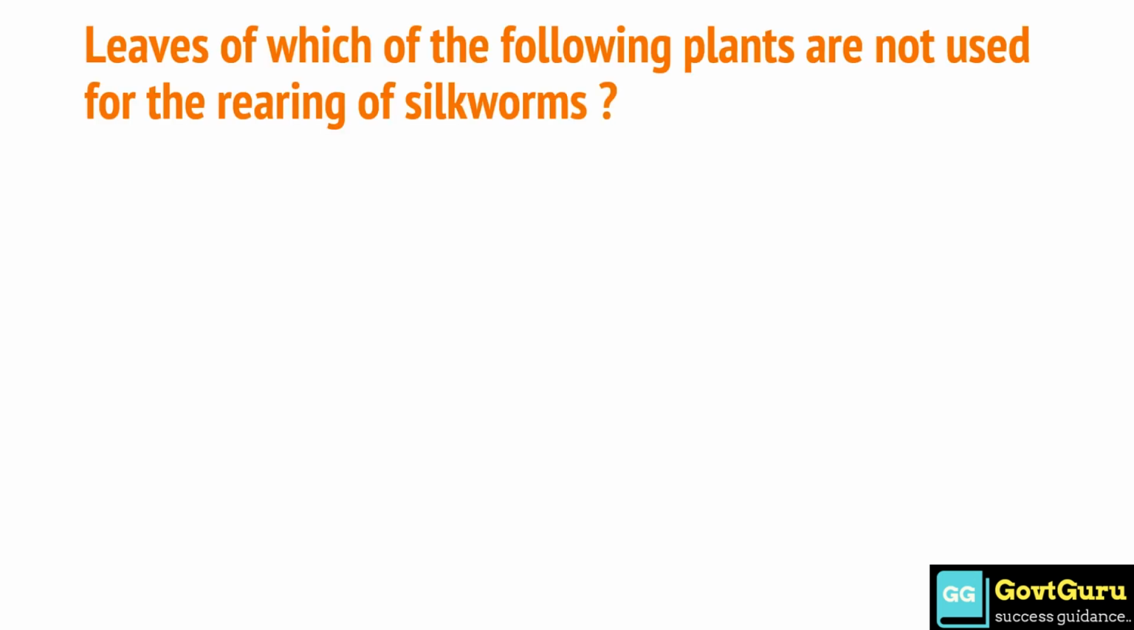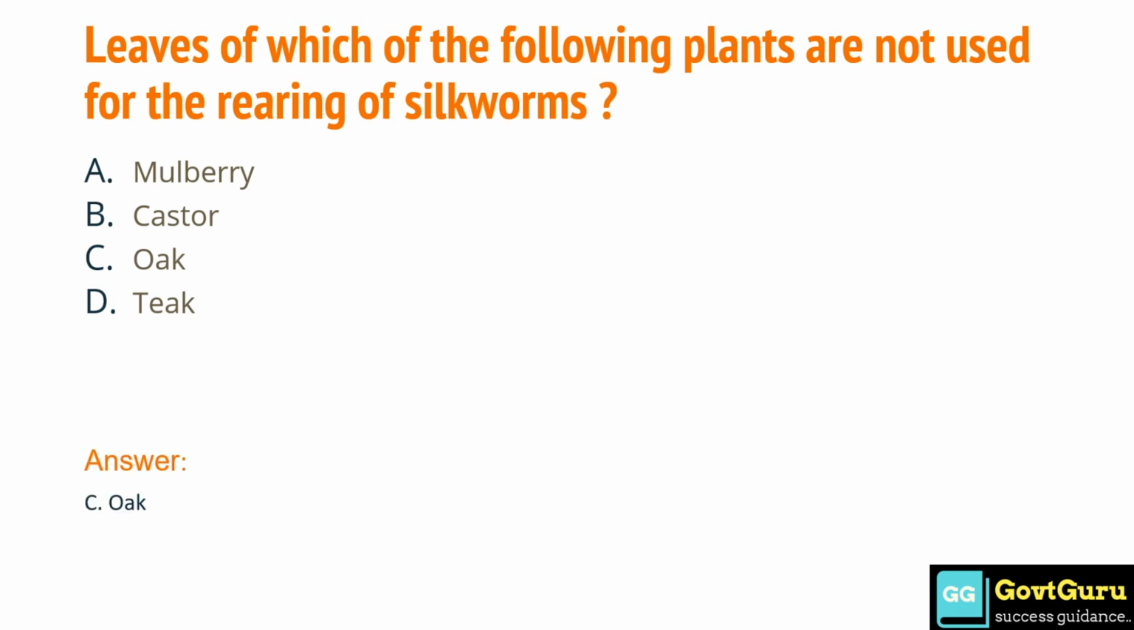Leaves of which of the following plants are not used for the rearing of silkworms? Option A, mulberry, option B, castor, option C, oak, option D, teak. So the answer is option C, oak.